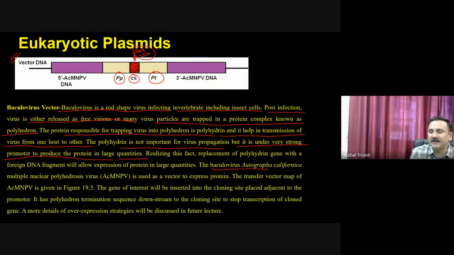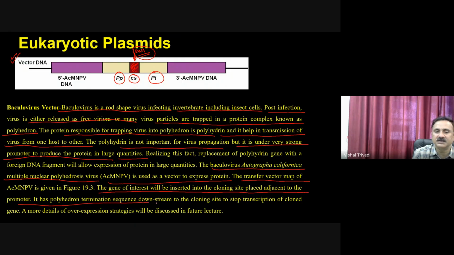And so the baculovirus, the Autographa californica multiple nuclear polyhedrosis virus or AcMNPV, is used as a vector to express the protein. The transfer vector map is given, right? This is the vector map. The gene of interest will be inserted into the cloning site placed adjacent to the promoter, and it has polyhedron termination sequences downstream of the cloning site to stop the transcription of the cloned gene.